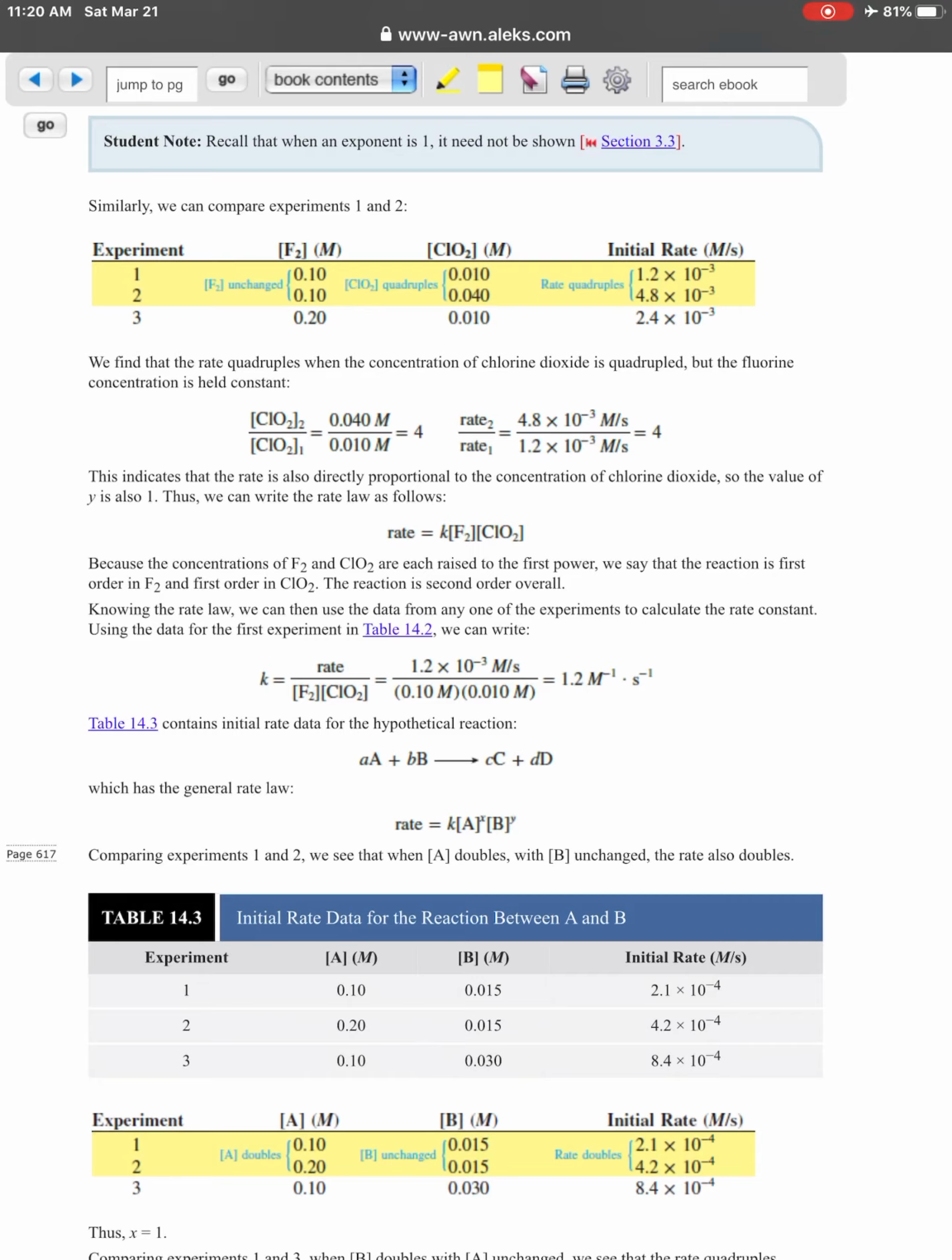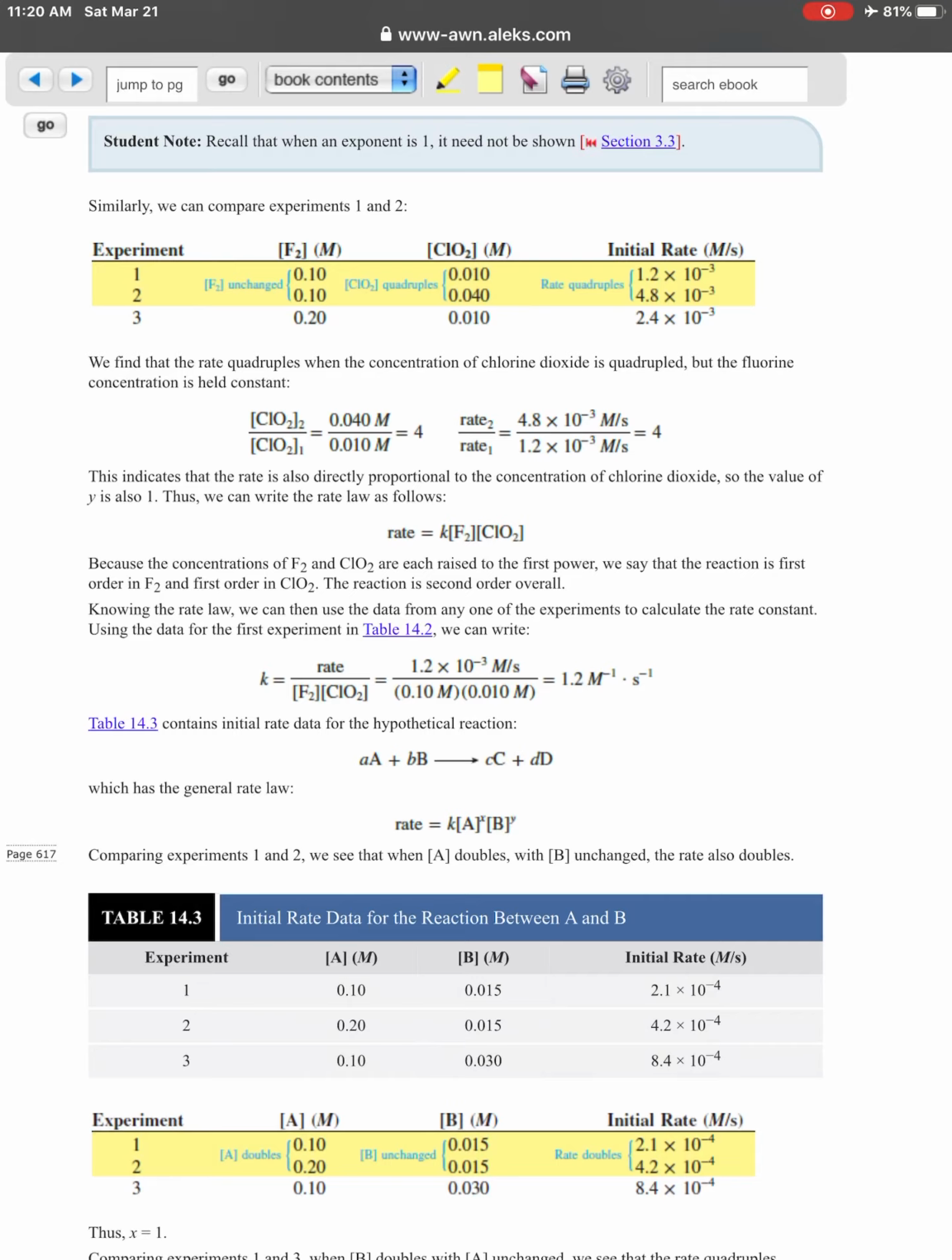For those two experiments, rate 2 divided by rate 1 is equal to 4.8 times 10 to the minus 3 molarity per second, divided by 1.2 times 10 to the minus 3 molarity per second. That is also equal to 4. This indicates that the rate is also directly proportional to the concentration of chlorine dioxide. So the value of y is also 1.